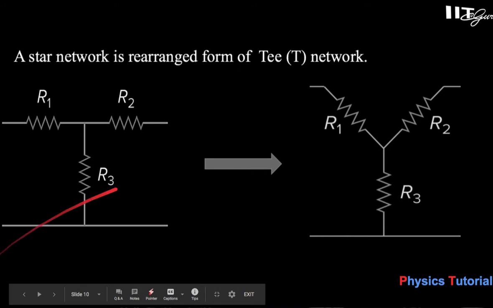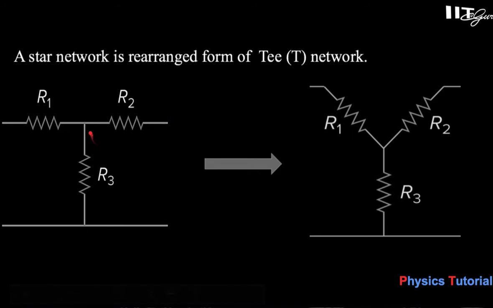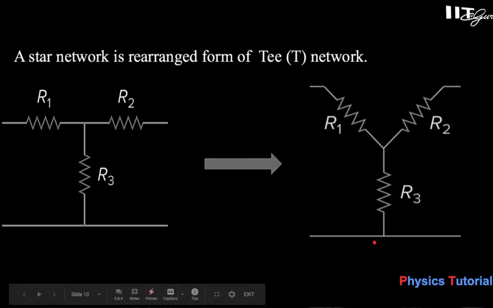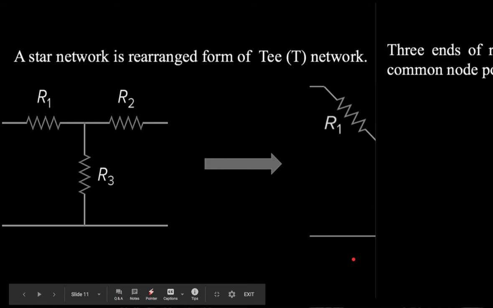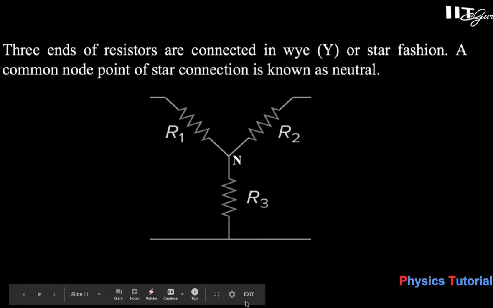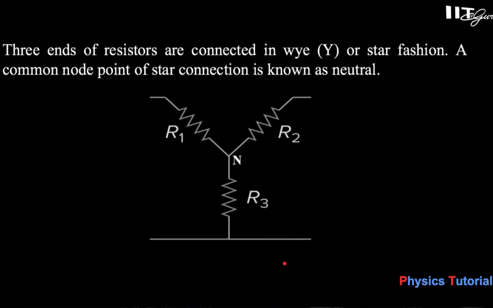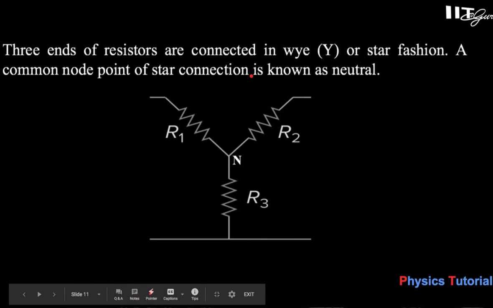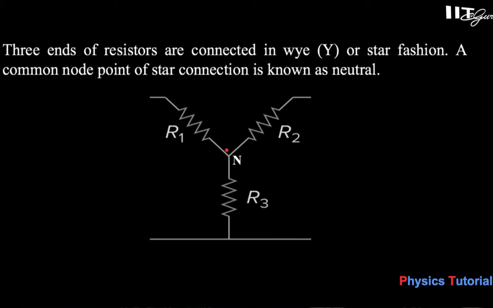R1, R2, R3 is there. Here R1 is there, here R2 is there, and here R3 is there. And this T-shaped network can also be represented in this manner, and this is also called a star. So, three end resistors are connected in Y or star fashion. A common node point of the star connection is known as neutral. This is called the neutral point.